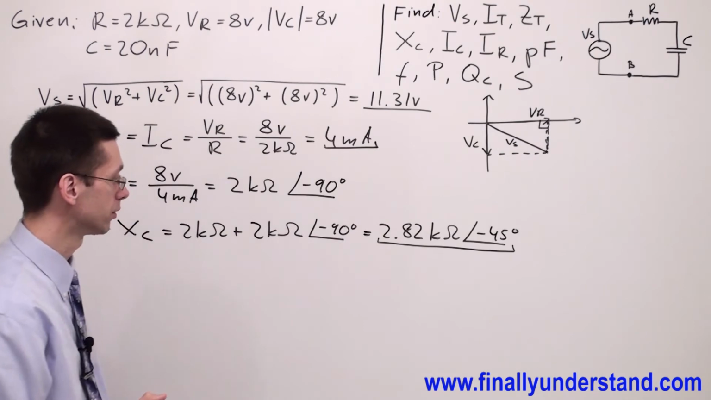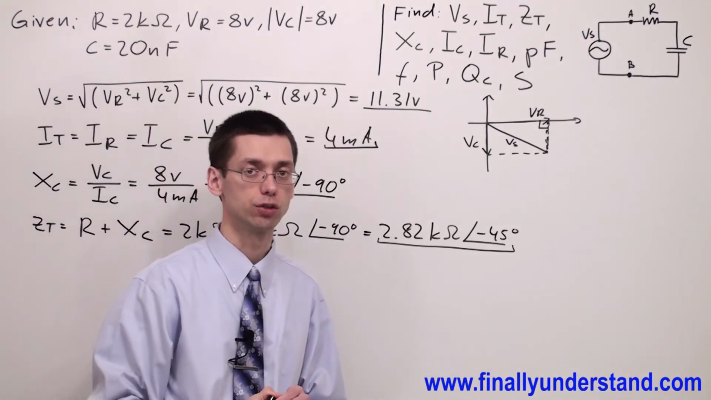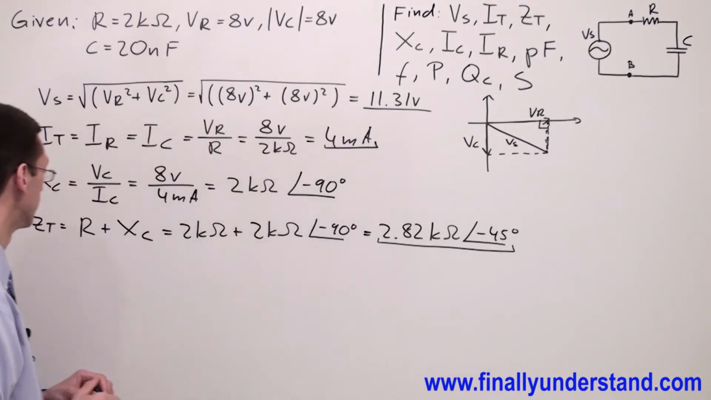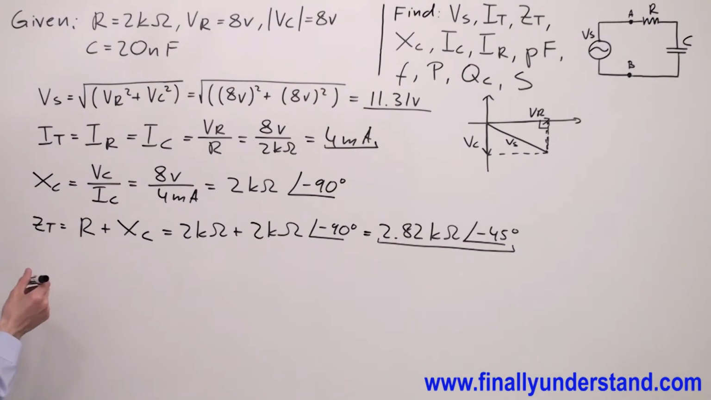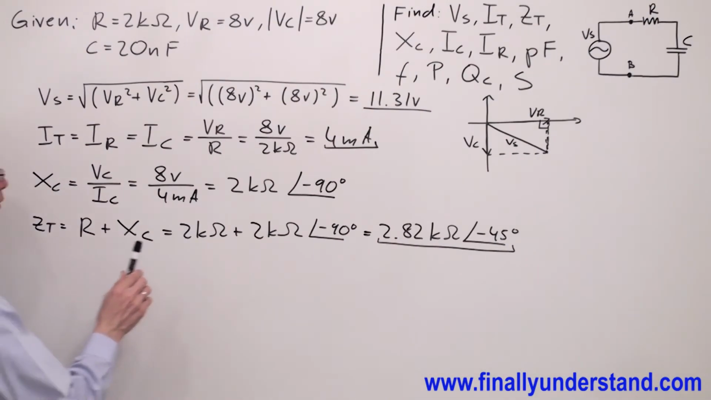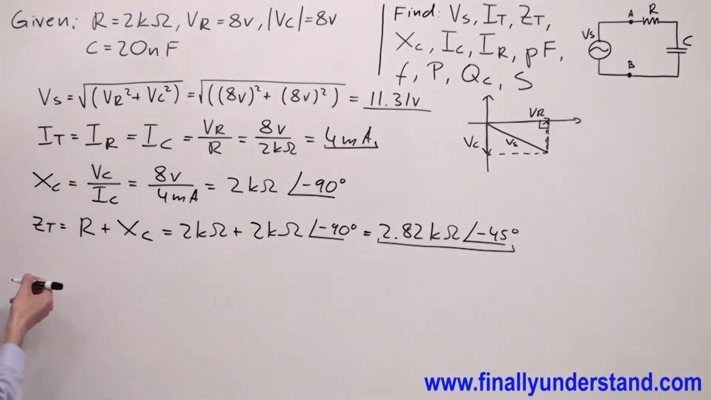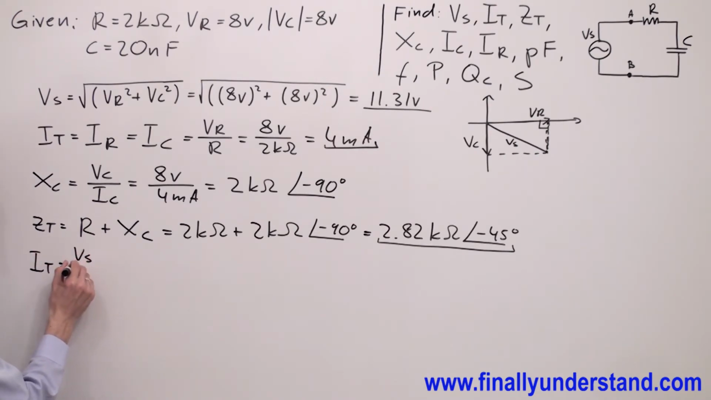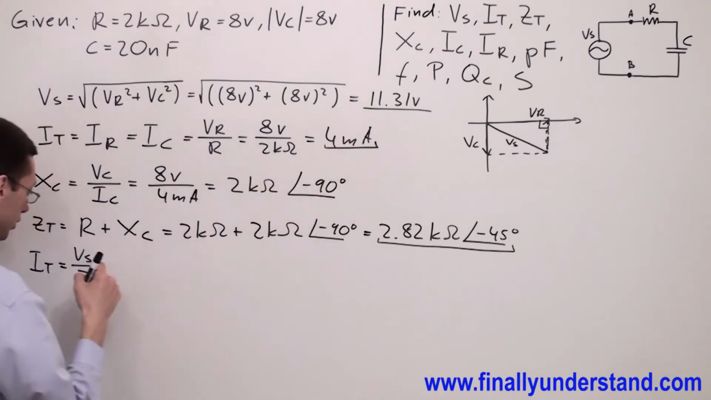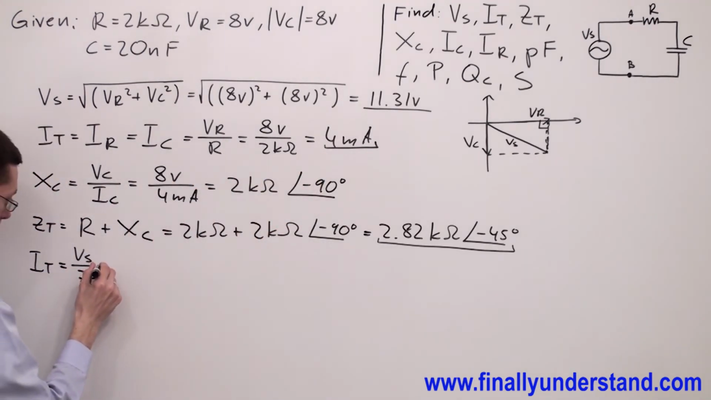This is the value of my Z total, the total impedance of my circuit. Next, we can find the angle which will go together with the current. How can we do that? Take a look. We have I total equals voltage source over Z total. I don't care about the magnitude of my current because I calculated this already. I will just calculate the angle.